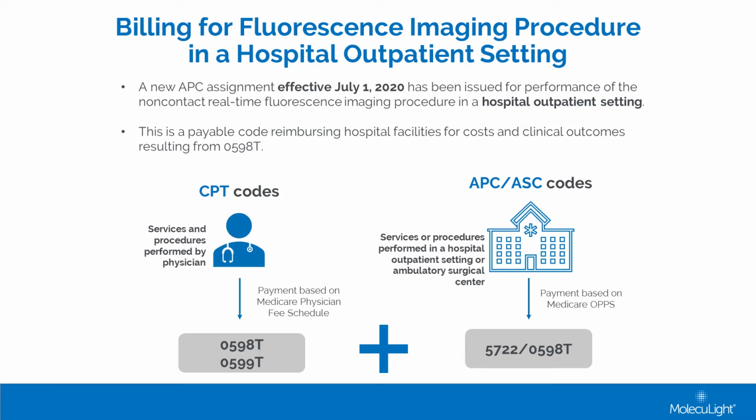And when you're billing for this particular new procedure, the fluorescence imaging procedure in a hospital outpatient setting, if you bill code 0598T on the claim form, both the physician will bill this as well as the hospital outpatient or other facility. For hospital outpatient, that code maps to APC 5722 with an assigned fee schedule payment.